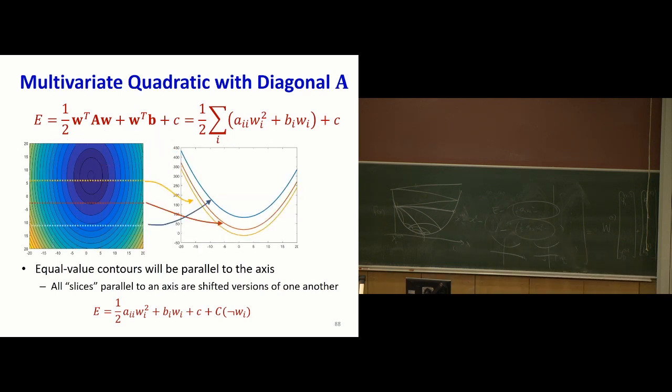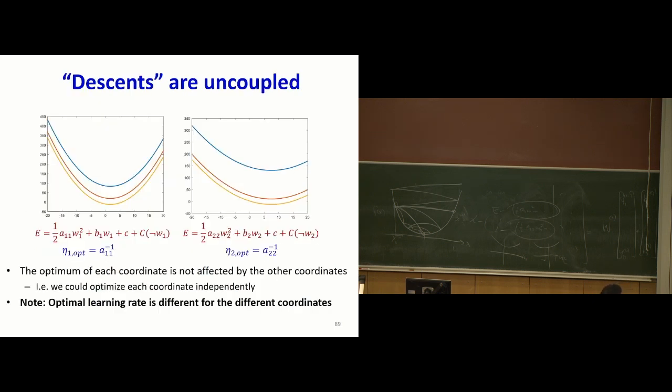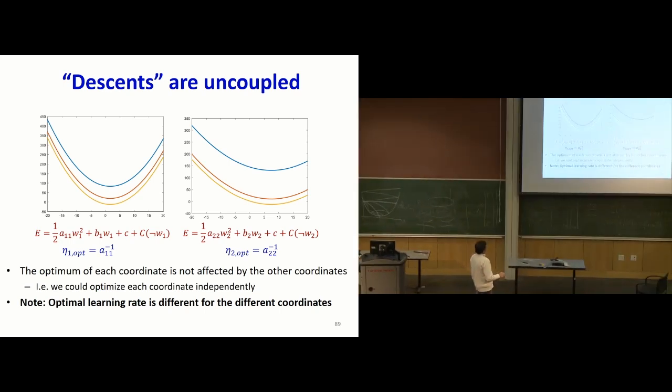So similarly, if I took several horizontal slices, all of these horizontal slices are going to look like paraboloids, and they're going to be at different heights. So now, here is the function of E plotted as a function of W1, and the different slices are all going to have different heights, but they will all have their minimum at the same point. And all of them are going to have this shape.